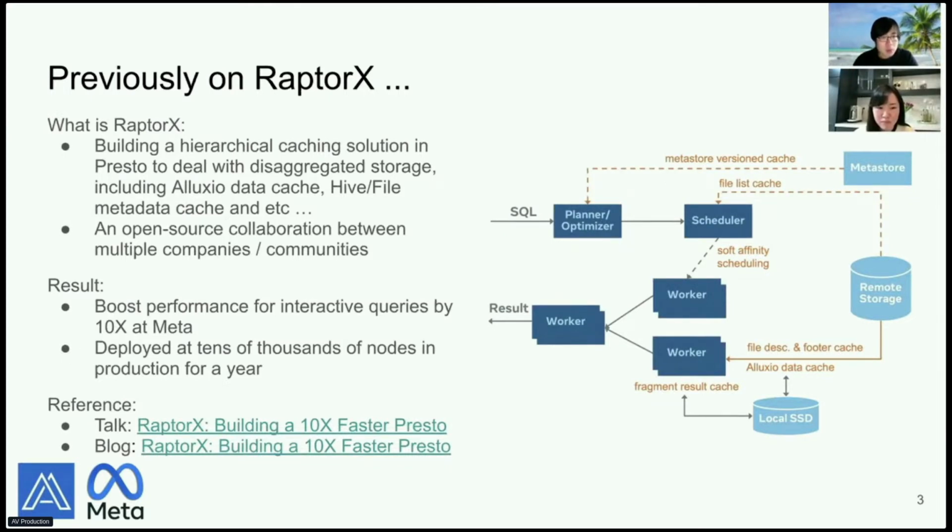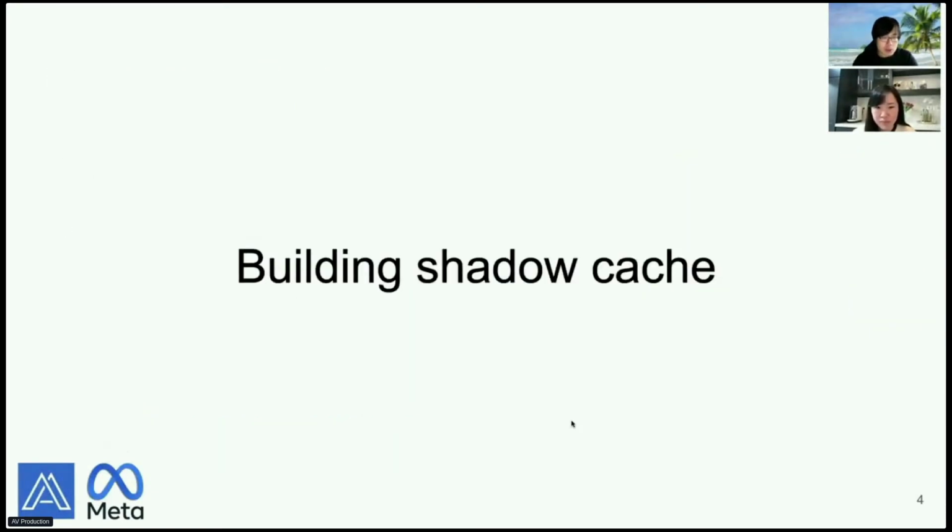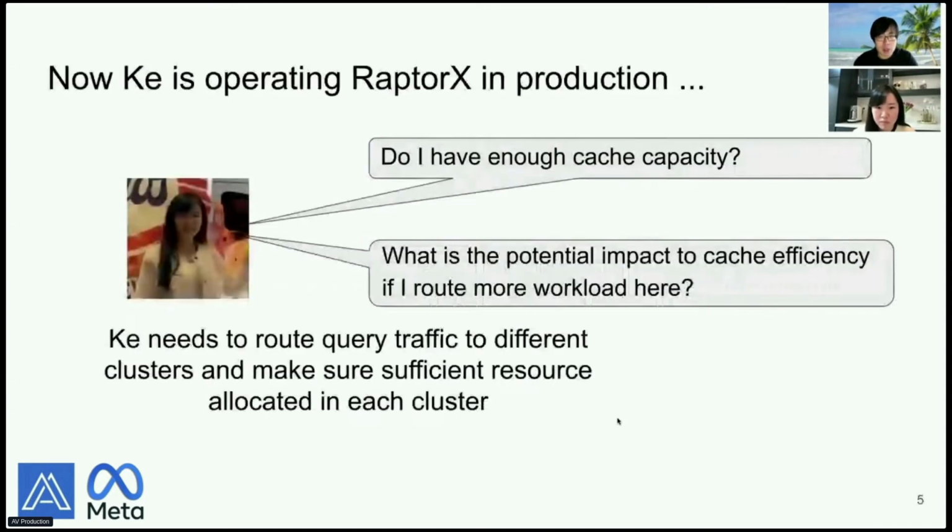This boosts the performance for interactive queries in Meta by 10x and has been deployed in production on tens of thousands of Presto nodes in Meta for a year. If you want to understand more details about this work, you can refer to our previous talk and previous blog. In this presentation, we're going to focus on follow-up work on Presto. One of the major pieces of work we're doing is building a shadow cache.